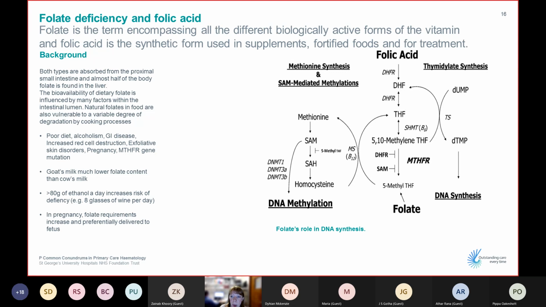And here on the right, I won't go into this in detail, but we can see where folate and folic acid filters into the pathway further down from B12, but along the DNA synthesis pathway.